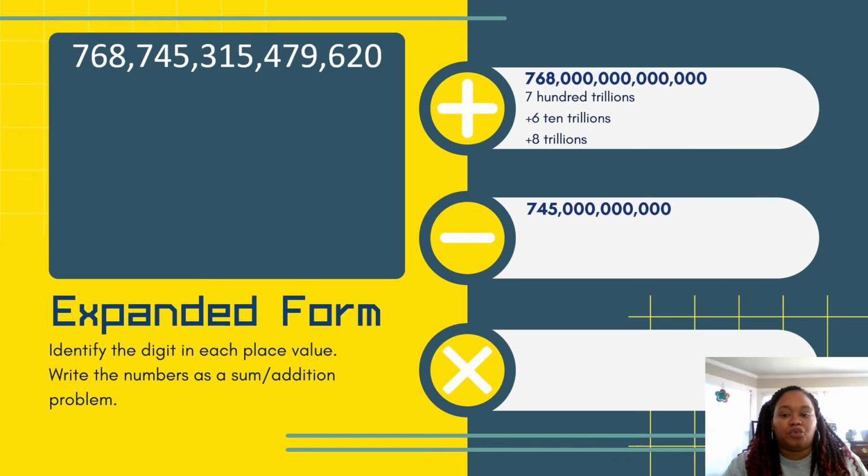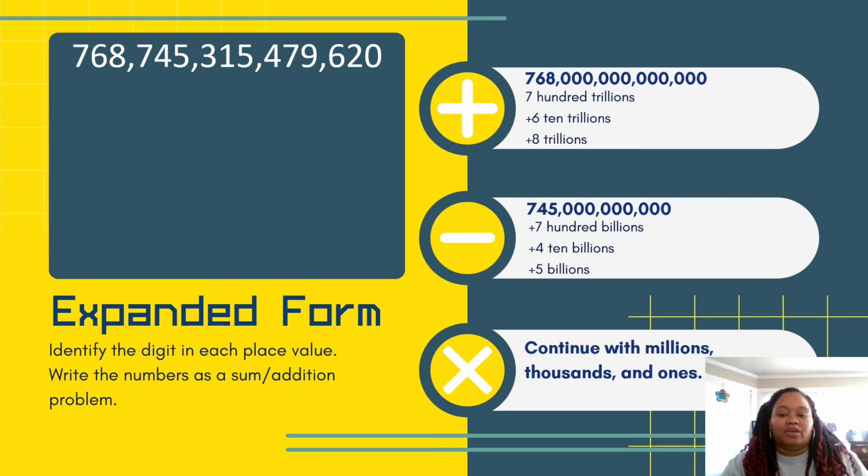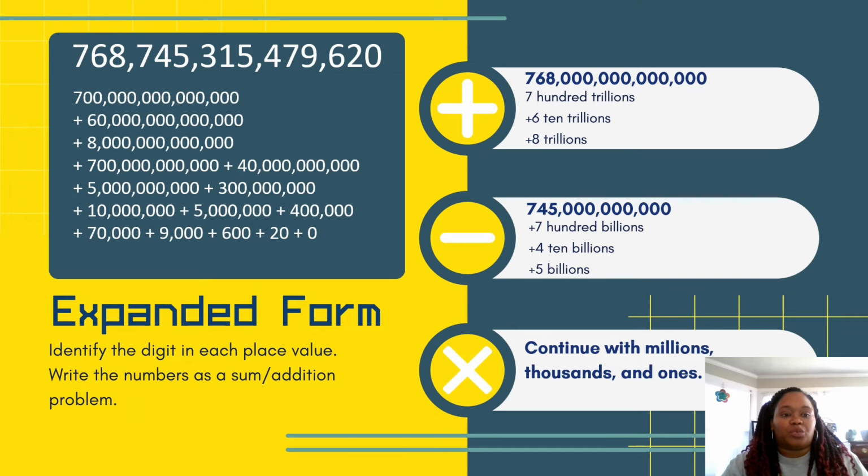We have 745 billions. So we would write out the 700 billions plus 40 billion plus 5 billion. And then we just continue in that fashion with the millions, thousands, and ones places. So here's how it looks when we write it in expanded form. You see we have our 700 trillion plus 60 trillion plus 8 trillion, and we keep going with plus 700 billion plus 40 billion plus 5 billion, and we keep going down in that fashion, and that would be expanded form.